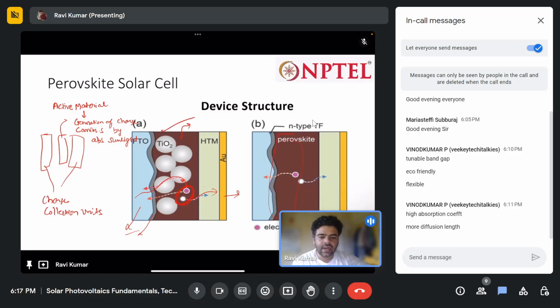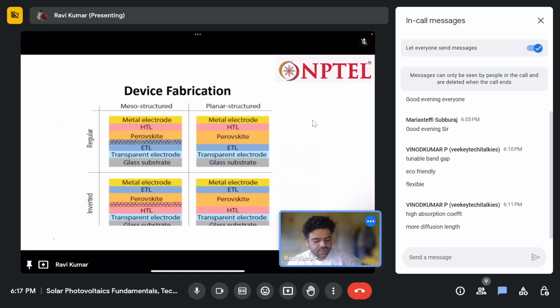Now, under device fabrication, there may be many types of device structures. So these are the device structures. This is our active layer. What we can do is collect electrons this side and holes this side, and vice versa: holes this side and electrons this side. And other than that, we can take electrons at the upper side and holes at the lower side.